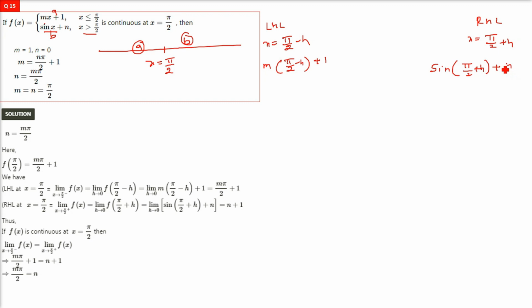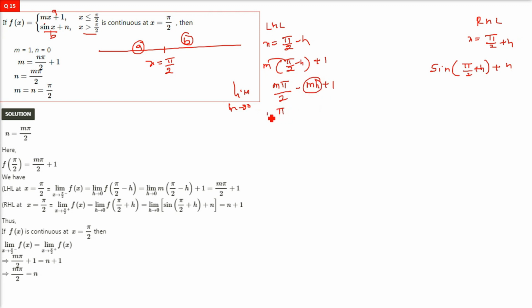Okay. Now sine of 90 plus theta, you have to understand, will be positive cos theta, so cos h it will be. First we'll solve this, m into pi by 2 minus mh plus 1. Just apply the limit and make the h term, whichever term is there, 0. So assume this h is very small, so we can just eliminate it.